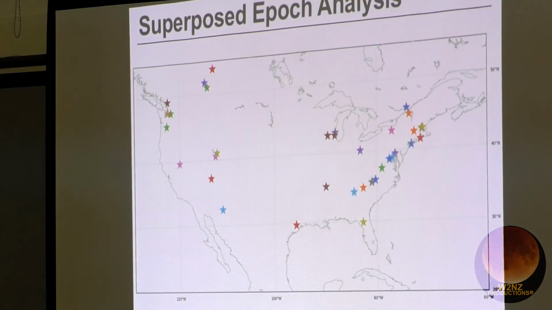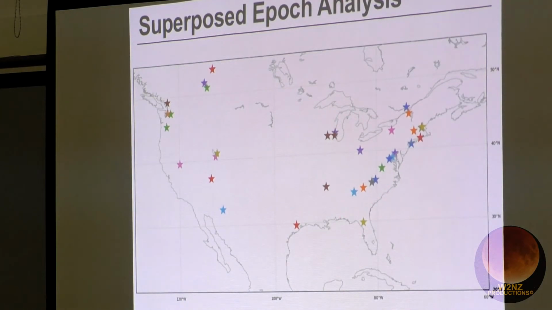To try and look at all of the bands at one time in a way that you could see something useful, I also did what's called a superposed epoch analysis. I looked at all the data from the Reverse Beacon Network receivers in the United States, and I picked out the ones that looked like they actually had a reasonable amount of observations. These are the ones I've picked. I think there are about 60 stars on this map.